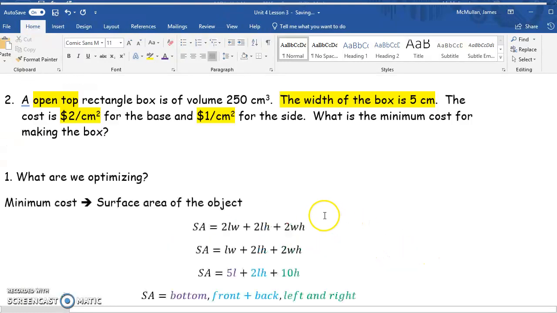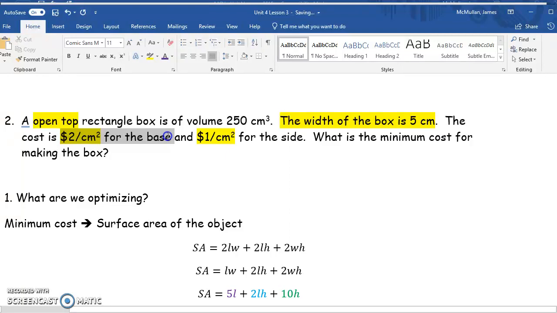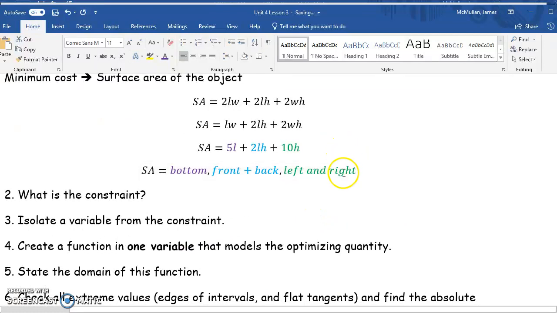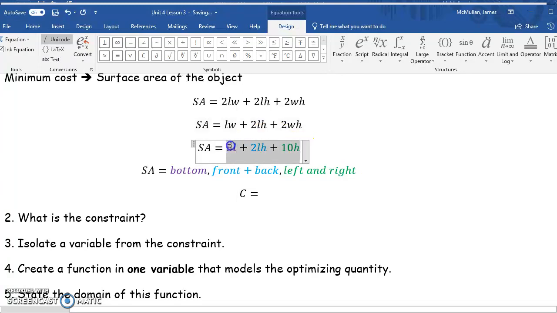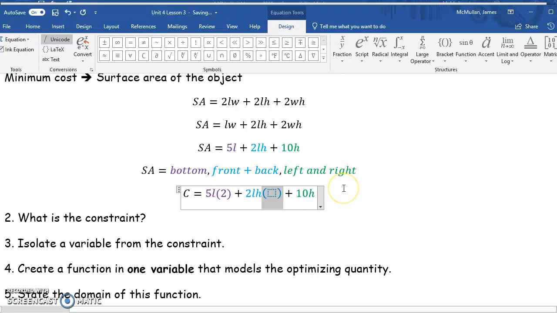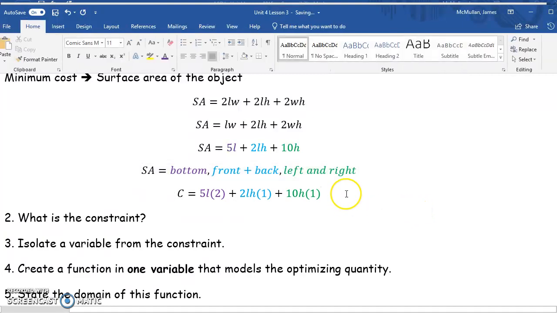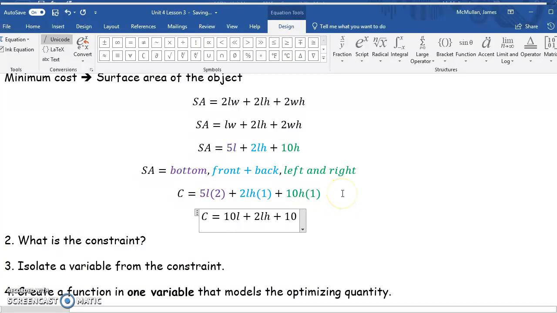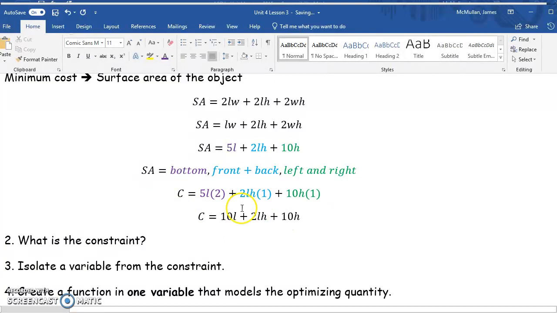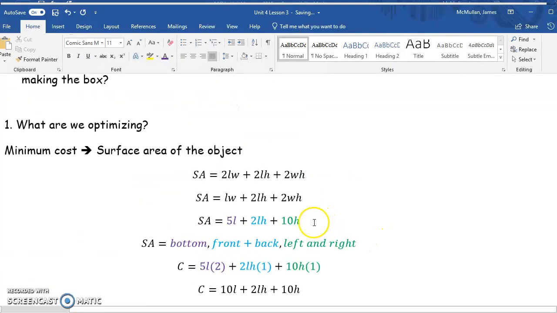Now, in my question, it said that $2 per centimeter squared for the base, so that's the bottom, and $1 per centimeter squared for the sides. So when I go to do the cost function, I'm going to take all the parts that I have above, and multiply each part by its cost. $2 there, $1 there, $1 there. Now, of course, multiplying by one is not really that important, but I just want to have it here in your notes so that you have them. And we get that C is equal to 10L plus 2LH plus 10H. Okay? And this is now the equation that we're trying to minimize.